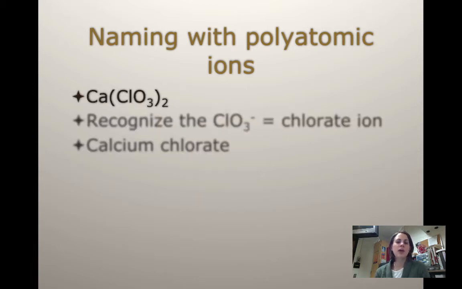Here's another example. I have Ca, and then in parentheses ClO3, parentheses 2. I need to recognize ClO3 minus as the chlorate ion, and so it has the name chlorate. The little 2 next to the parentheses indicates that I have 2 of that ion because calcium has a +2 charge. So my name for this compound is calcium chlorate.